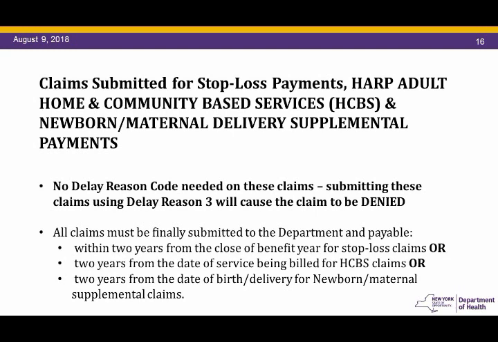Claims submitted for stop-loss payments, HARP adult home and community-based services, and newborn maternal delivery supplemental payments do not require the use of a delay reason code. If delay reason code 3 is used, your claims will be denied. All claims must be finally submitted to the department and payable within 2 years from the close of benefit year for stop-loss claims, or 2 years from the date of service being billed for HCBS claims, or 2 years from the date of birth, delivery for newborn maternal supplemental claims.